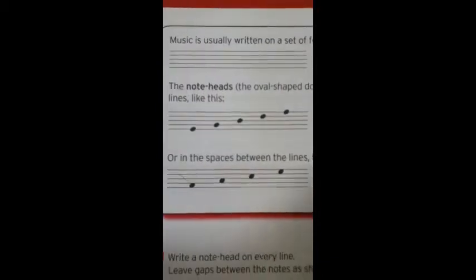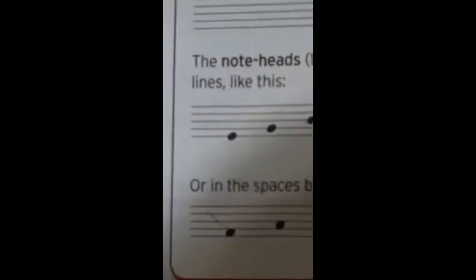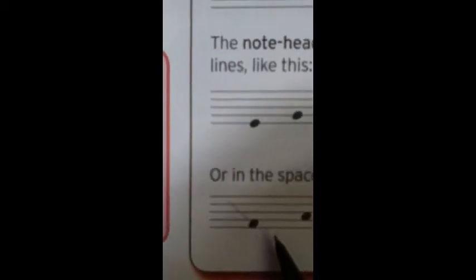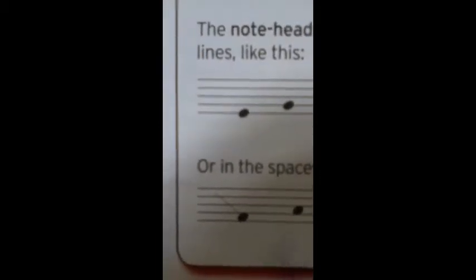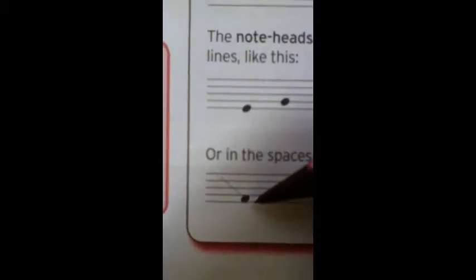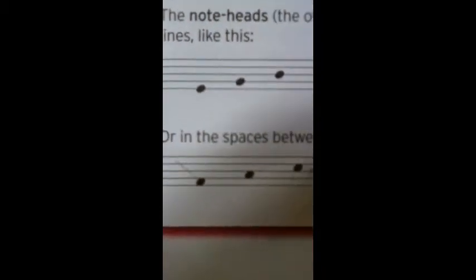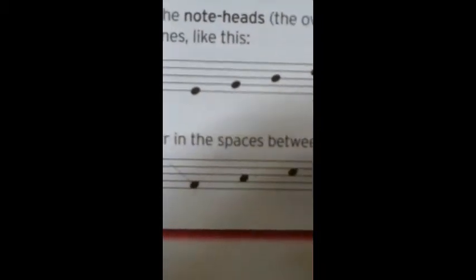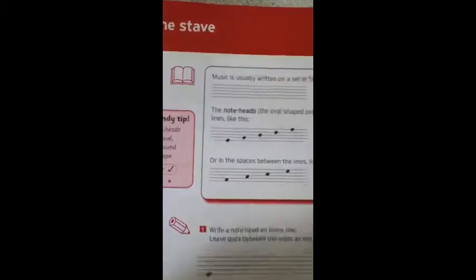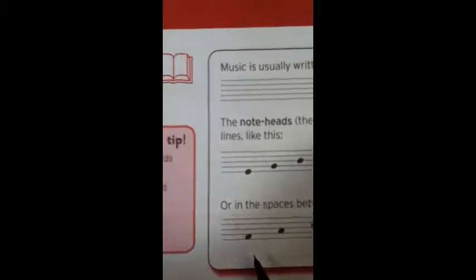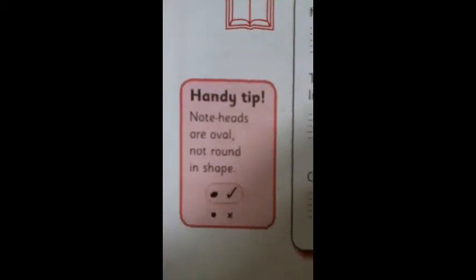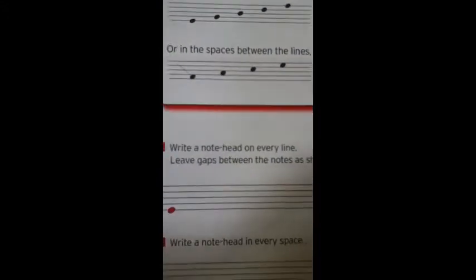So it's really important that you don't get confused when you're writing. So you must make sure that you understand on the line means the line going through it, or in the spaces, in between the lines. And you can see that these notes absolutely fill those spaces in between the lines. And they must be oval shape, not like golf balls.